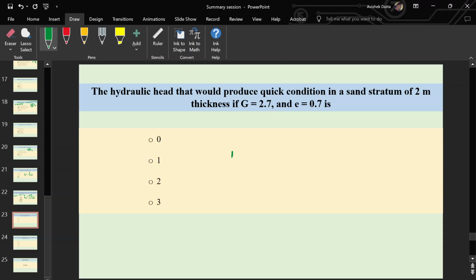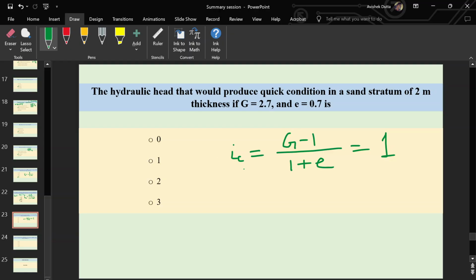Ic by i equals 1. That is the factor of safety, right? But I am asking over here for the hydraulic head that would produce the quick condition. So first of all, let's find out the ic, the critical hydraulic gradient. What is the formula? G minus 1 by 1 plus e. So what is the answer you are getting? G 2.7 minus 1 is 1.7, 1 plus 0.7 is 1.7, we are getting 1, right? We are getting 1.